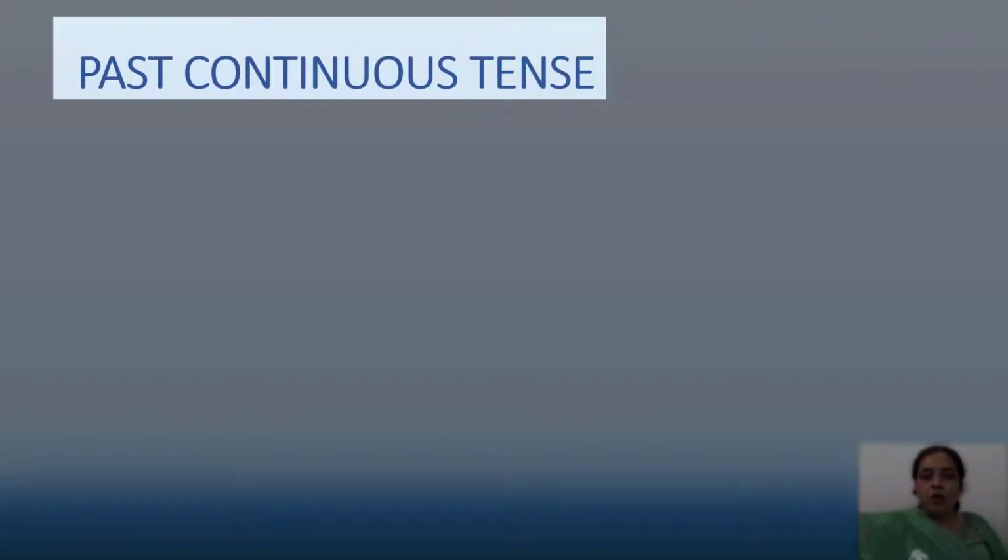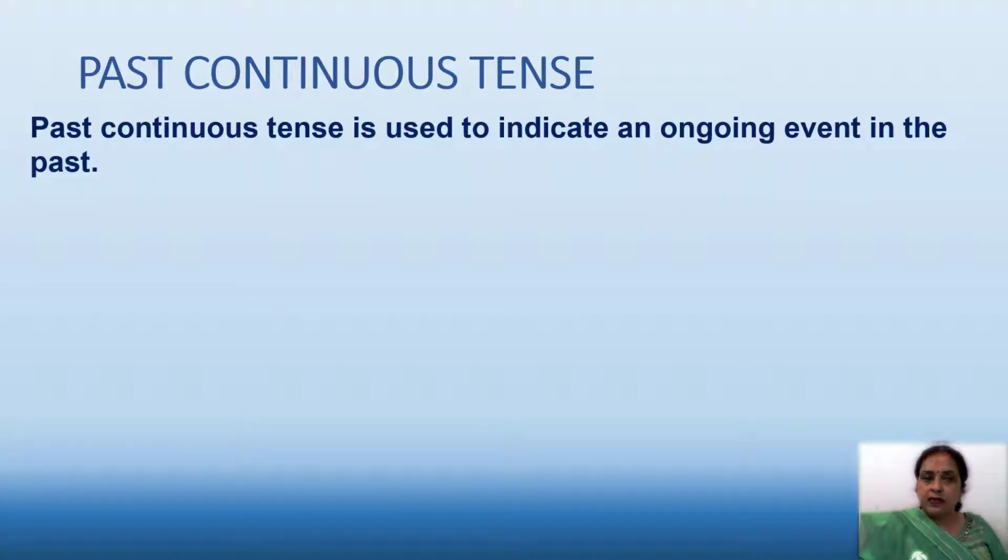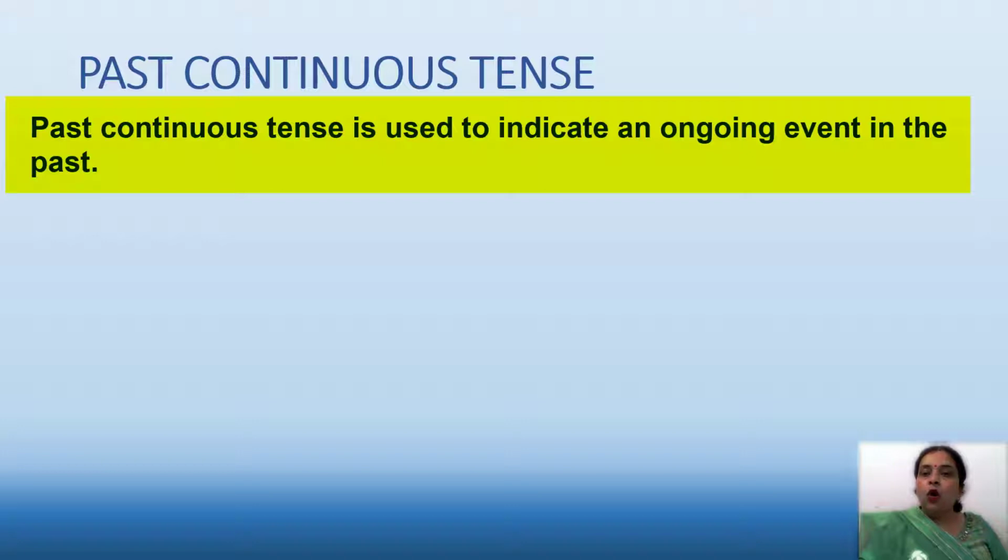Next is past continuous tense. Continuous means the work that is going on, and the past refers to the time that has gone. That means if we are just talking about a particular point of time in the past and at that time the work was going on, for that we use past continuous tense.